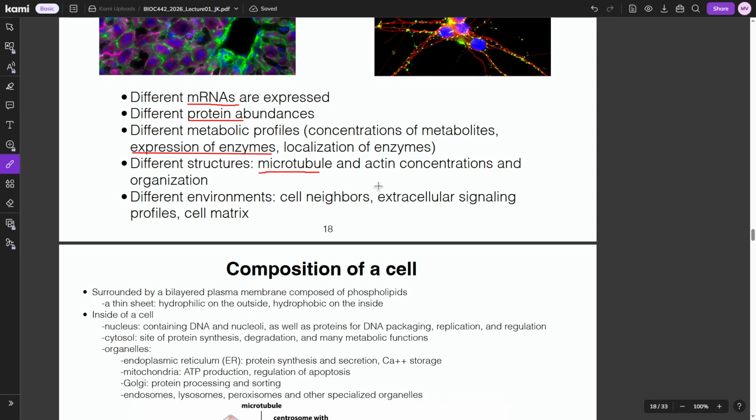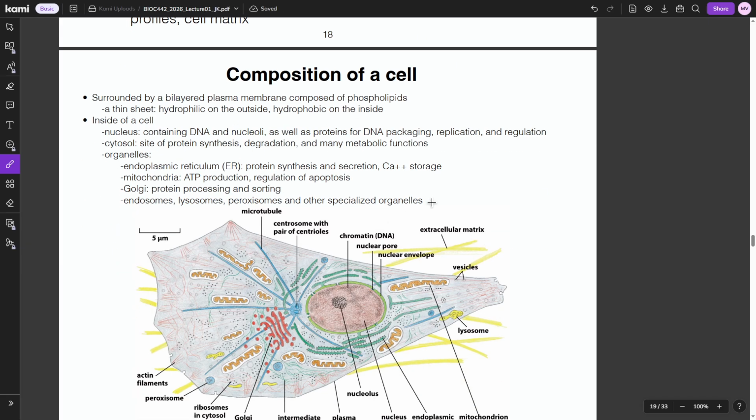There's also different environments, liver cells are quite close to each other, stuff like that. There's actually like what cells do they receive signals from, all that stuff. You guys know this stuff pretty well, I hope. The composition of a cell is made of the bilayer, hydrophilic outside, hydrophobic inside, and then the inside we've got a bunch of things. We've got the nucleus, cytosol, and then we got the organelles. Specifically, the organelles for eukaryotic organism. Prokaryotes don't have organelles.